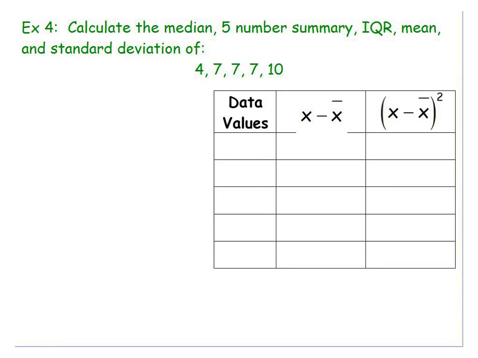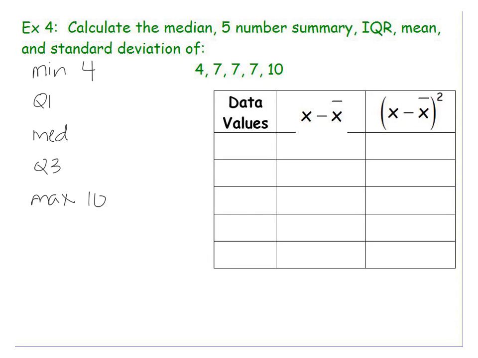So the 5-number summary and the median uses the minimum, Q1, the median, Q3, and the maximum. Well, here's our data. 4, 7, 7, 7, 10. They're already in order from lowest to highest, which is a bonus. The first 2 easy ones to fill in, we know the minimum, the lowest value, is 4, and the highest value, the maximum, is 10.